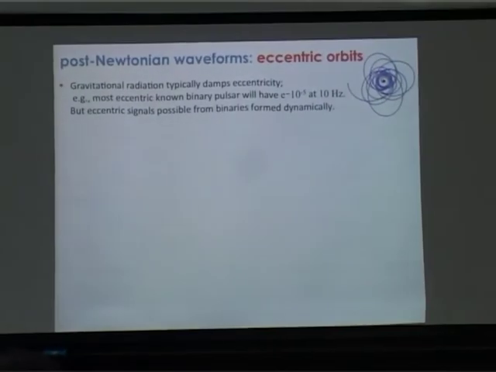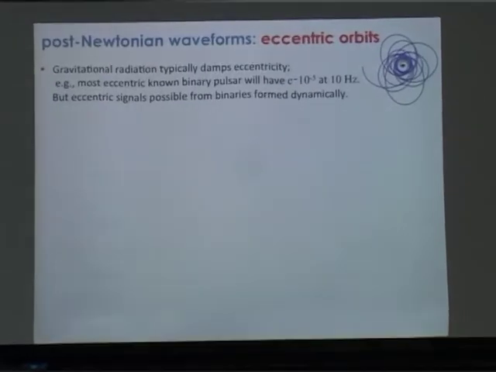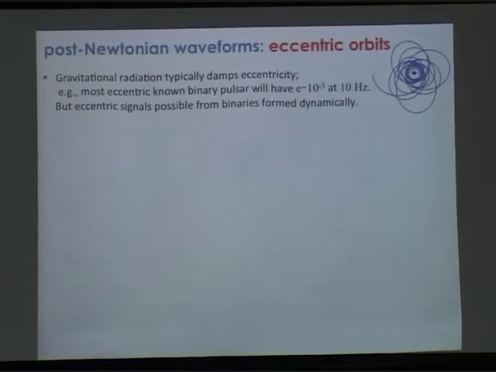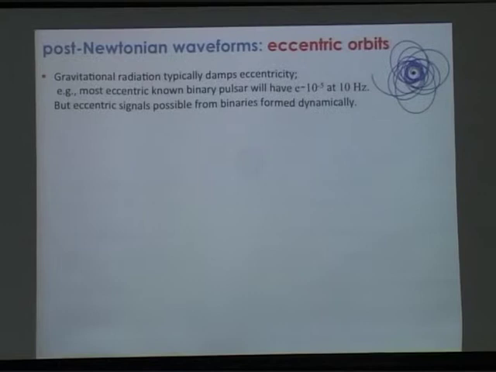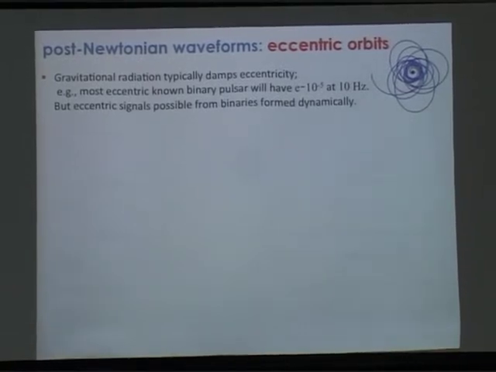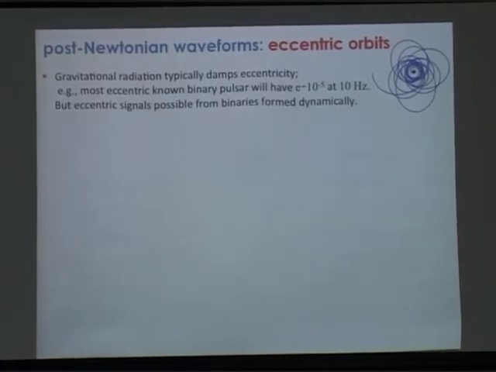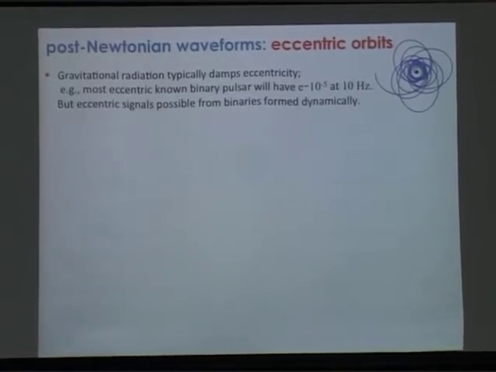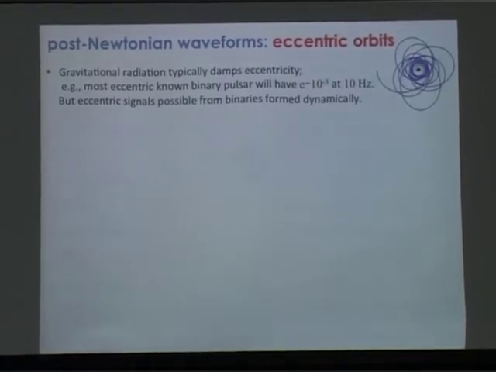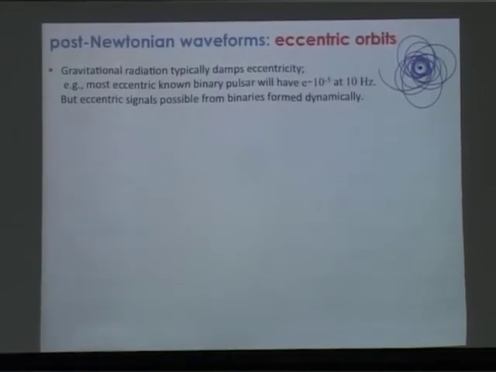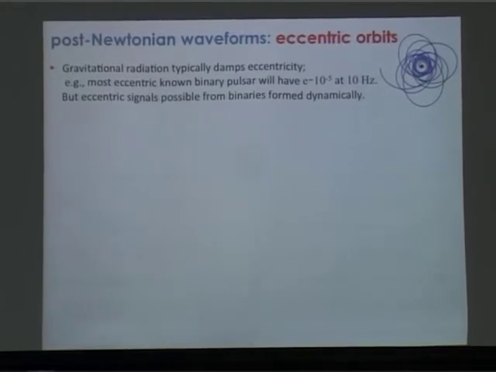Okay, so that was for circular orbits. Then you might want to worry about eccentric orbits. Typically we don't worry about this very much in gravitational wave astronomy because gravitational waves damp away eccentricity. If I have an eccentric binary, the eccentricity gets smaller and smaller as the binary inspirals. For example, if I look at all the binary pulsars and project what eccentricity they will have when they enter the LIGO band millions of years from now, the largest one will have an eccentricity on the order of 10 to the minus 5.